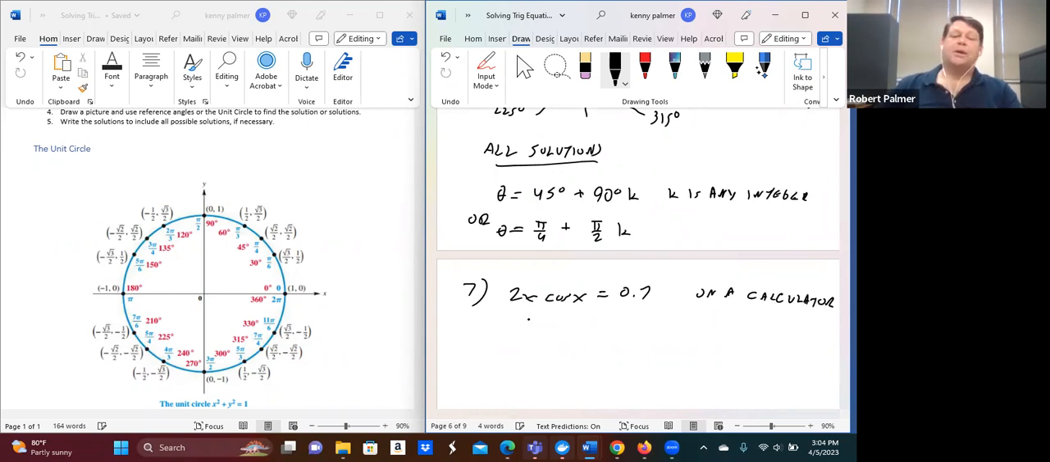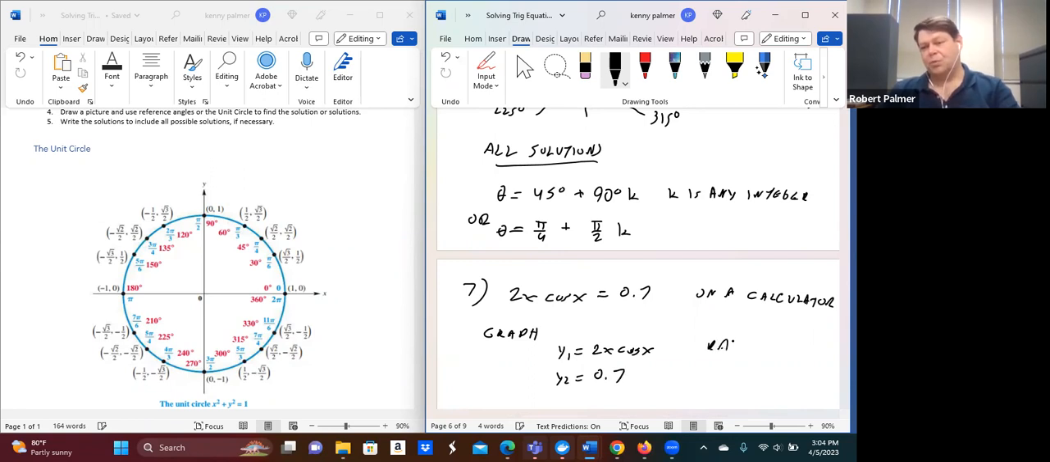Okay. The reason we do it on a calculator is that we can't actually get x by itself. There's no way to do that. So what we're going to do is graph, on your graphing calculator, actually we're going to use Desmos. We're going to graph for y1 the left side, 2x times the cosine of x. And then for y2, we're just going to graph the right side, 0.7.